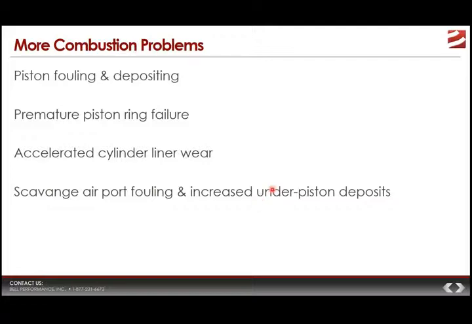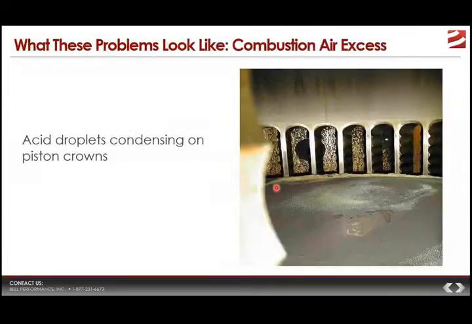So you can have a lot of different kinds of combustion problems. In fact, this is what some of these look like. This is what the top of a piston crown that's been fouled, that's had acid damage, can look like. These things here are acid droplets that have condensed on the top of that piston crown. And one thing you should be able to get a sense of when you look at this is a really large piston. This is not a Ford F-150 diesel truck that we're looking into the engine. This is a large marine ship.